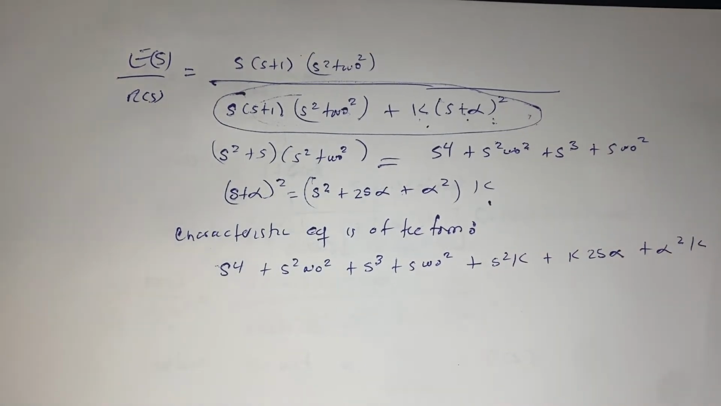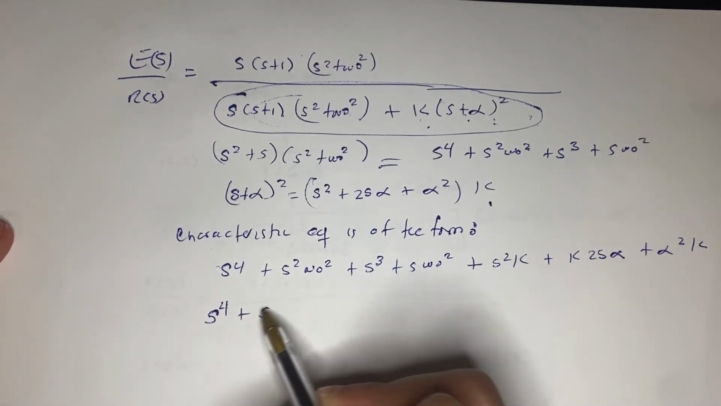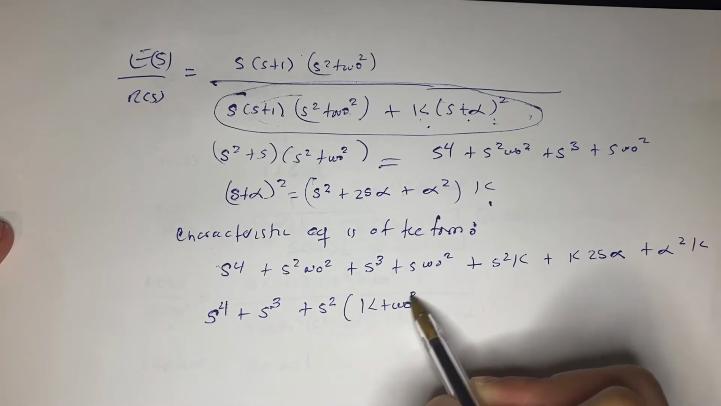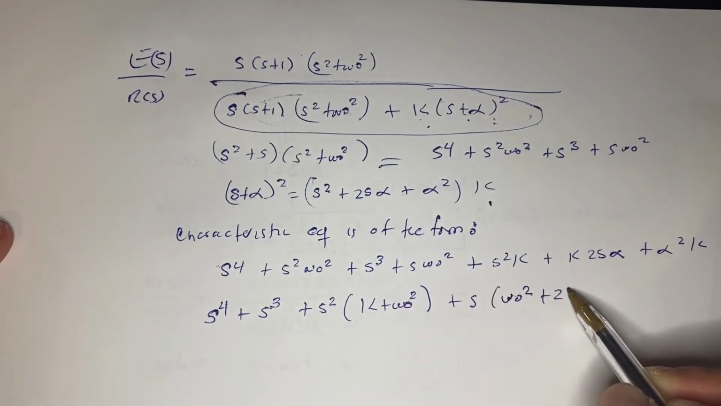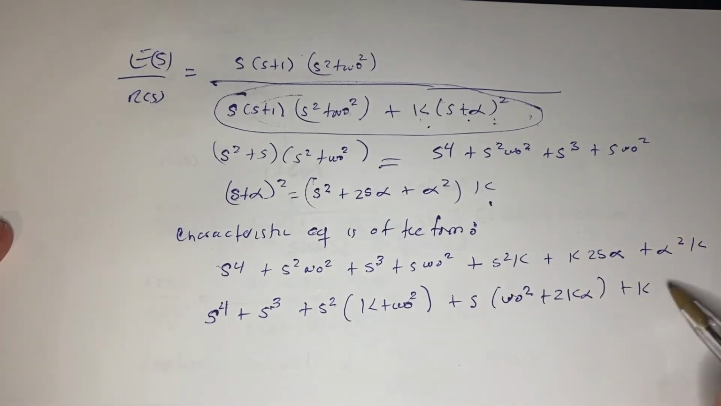Now, let's rearrange these so we can group by factoring the different powers of s. If we factor by s, our characteristic equation will be s to the 4 plus s to the cube plus s squared times k plus W0 squared plus s times W0 squared plus 2k alpha plus k alpha squared.